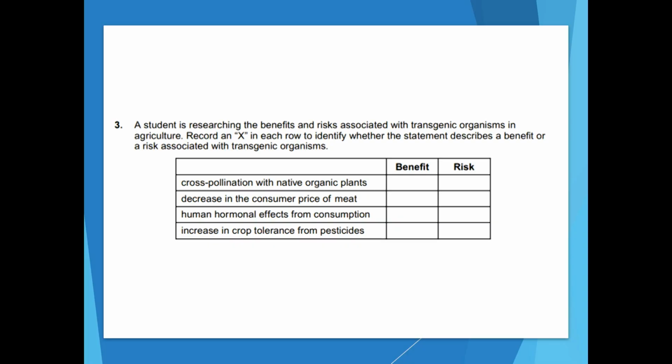The first one says cross-pollination with native organic plants. This should be a risk.